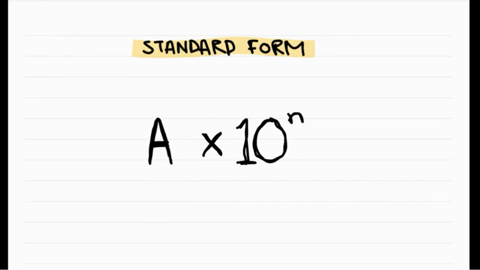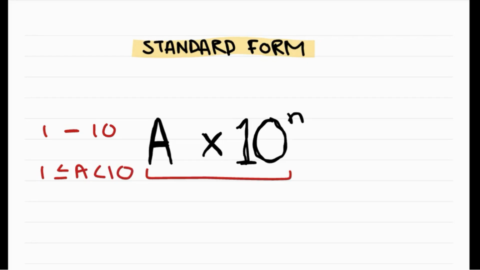Standard form is a special way of writing a certain number. So the standard form's general formula is a multiplied by 10 to the power n. A over here represents the front number. This front number should be any number between 1 till 10. This number has to be greater than or equal to 1 but smaller than 10. It can't be 10 itself, it should be less than 10. It can be 9.99 but it can never be 10.